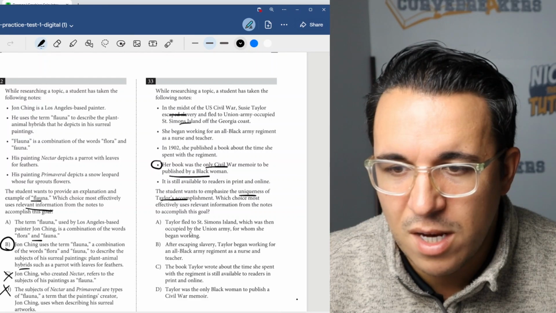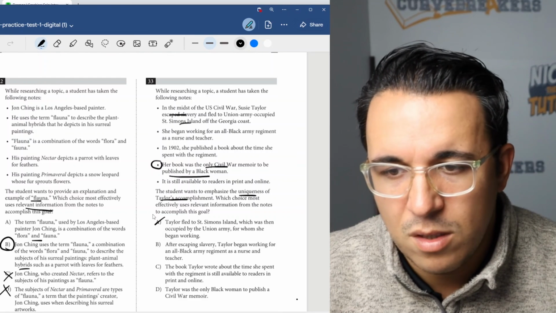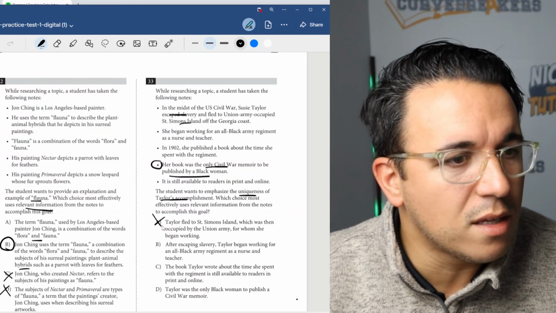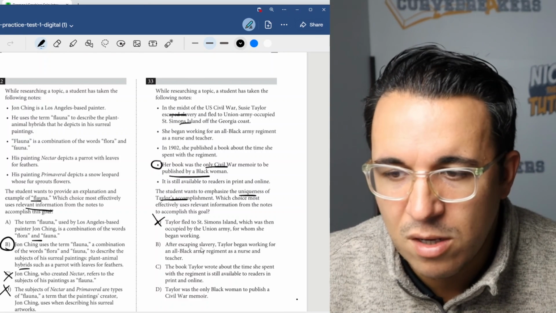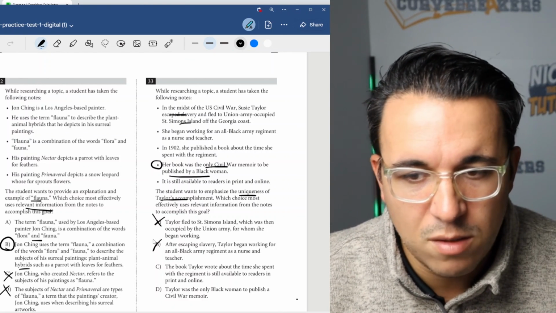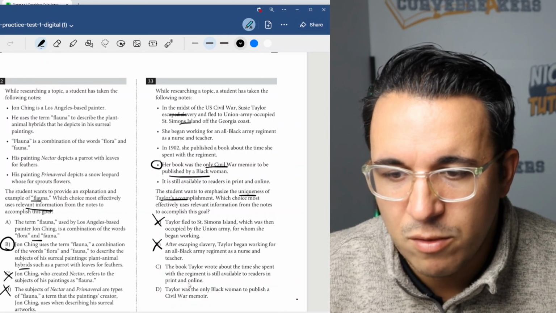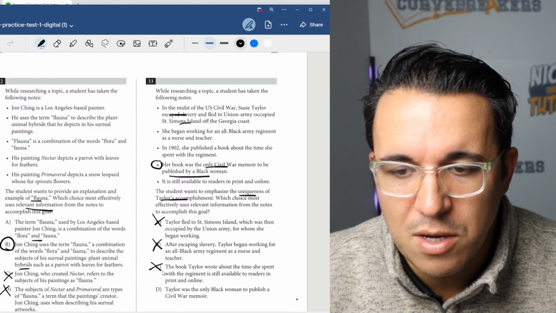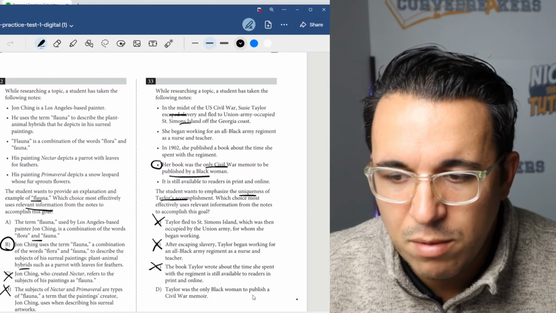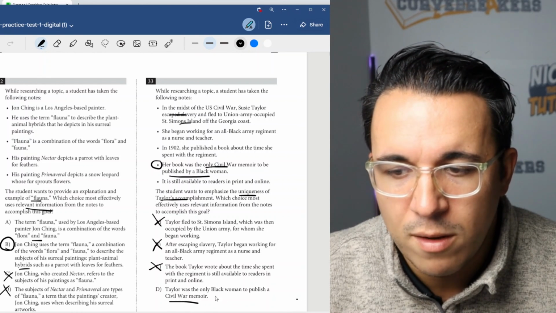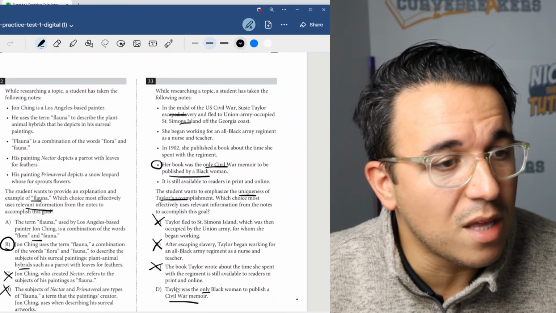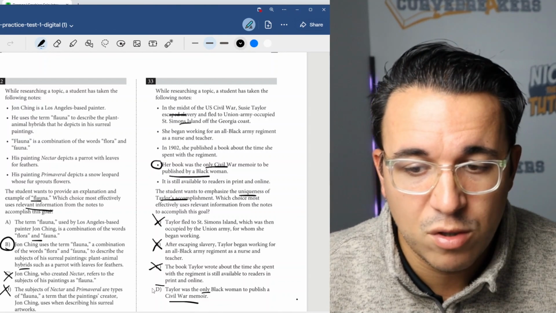So she fled to Simmons Island. That's very unique to me, right? But that may not be the correct answer. She began working for an all-black Army regiment. Once again, that could be it, but I'm not sure. The book Taylor wrote about the time she spent with the regiment is still available to readers in print online. It doesn't say anything about it being unique. Choice D, Taylor was the only black woman to publish a Civil War memoir. If you're the only person to do something, that is extremely unique, so I'm going to go with choice D.